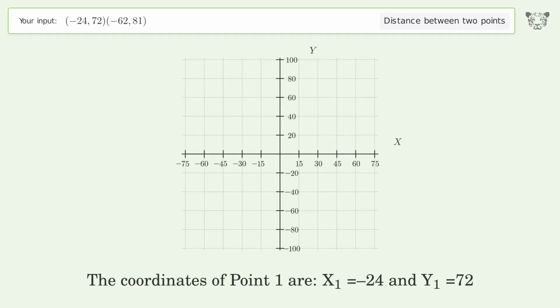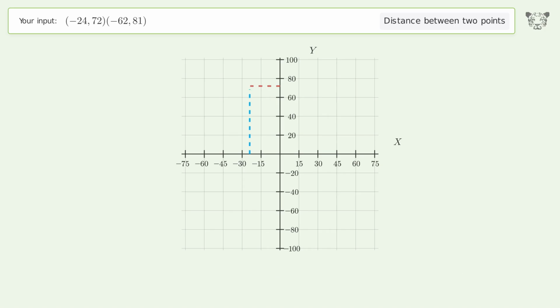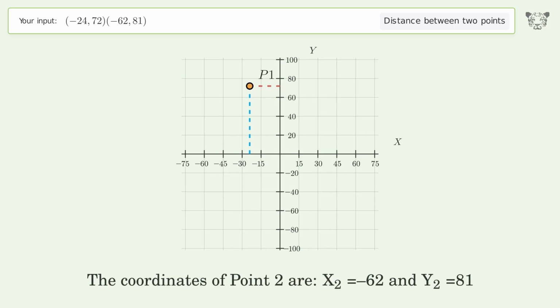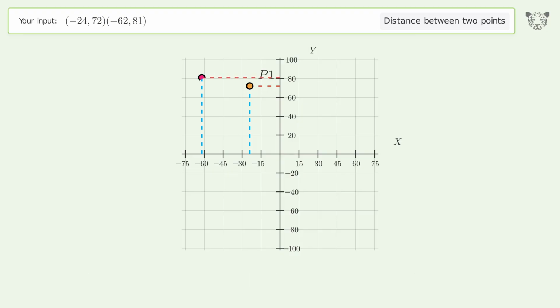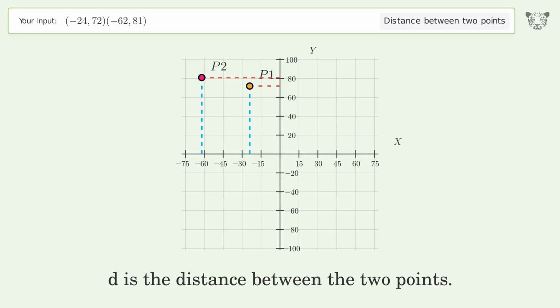The coordinates of point 1 are x1 equals -24 and y1 equals 72. The coordinates of point 2 are x2 equals -62 and y2 equals 81. D is the distance between the 2 points.